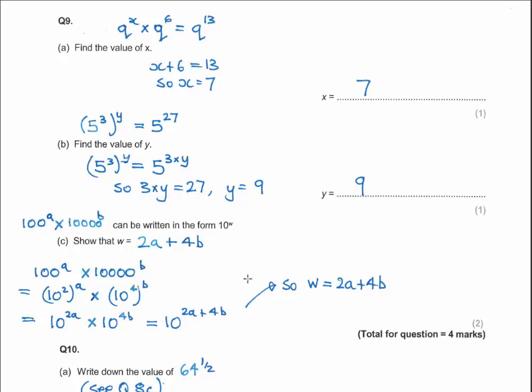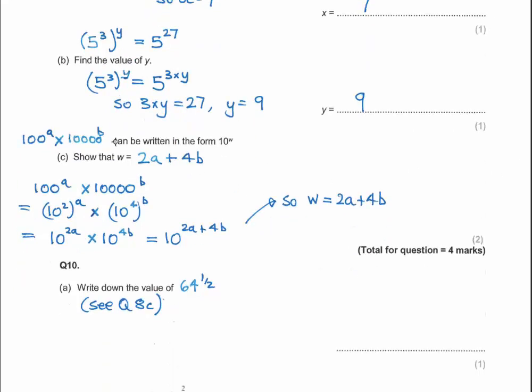The next question says 100 to the power of a times 10,000 to the power of b can be written in the form 10 to the power of w. Show that w is 2a plus 4b. Well, we've got to write these numbers as powers of 10, and you can see that 100 is a power of 10, it's 10 squared, and 10,000 is a power of 10, it's 10 to the power of 4. So rather than write 100 to the power of a, we write 10 squared to the power of a. And rather than writing 10,000, we write 10 to the power of 4 to the power of b.